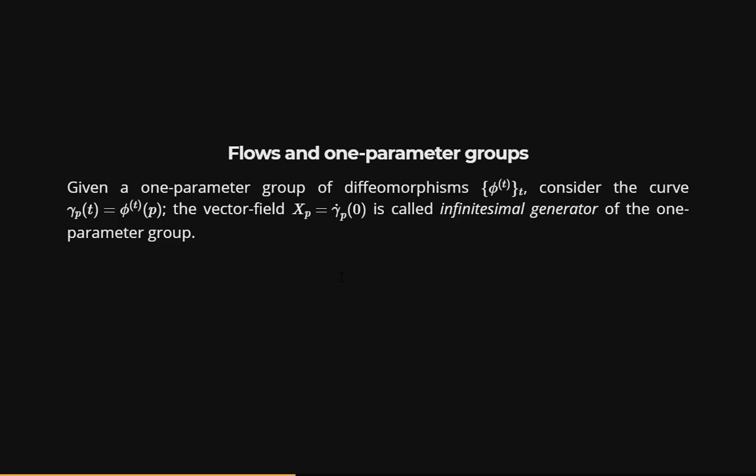Now, flows and one-parameter groups are linked. Given a one-parameter group of diffeomorphisms, we can consider the curve given by each point. You know the trick at this point. And the vector field given by the velocity of this curve for each point at 0 is called the infinitesimal generator of the one-parameter group. So, for example, for the translations in Rn, the infinitesimal generator of the one-parameter group is v, the vector we use for the translation, so that at each point of Rn, in the tangent of Rn, you get v. And so it's a constant vector field.